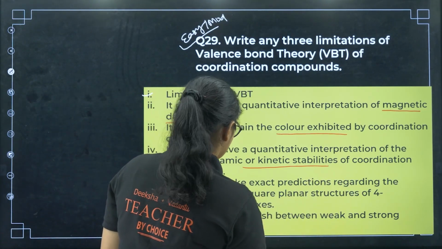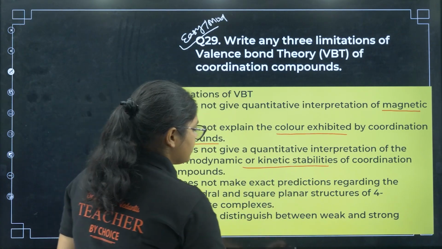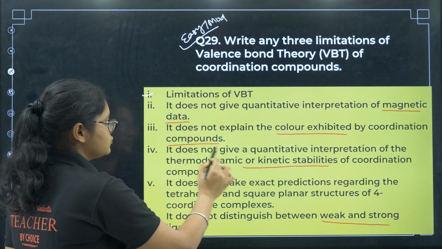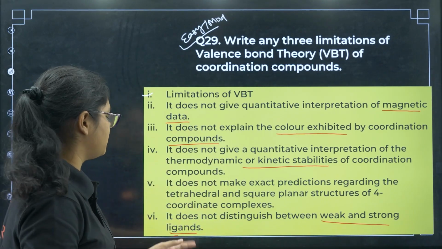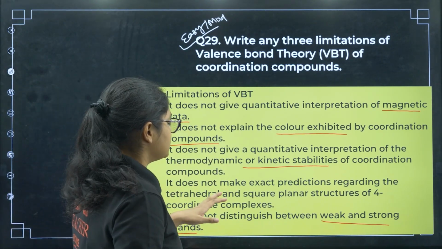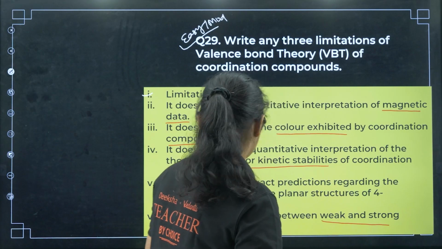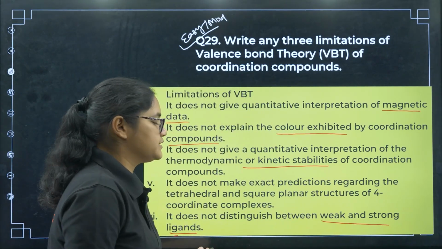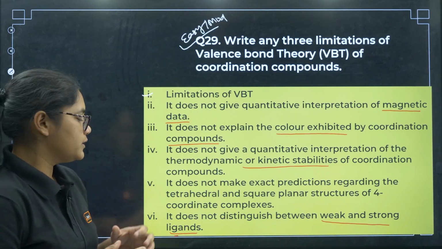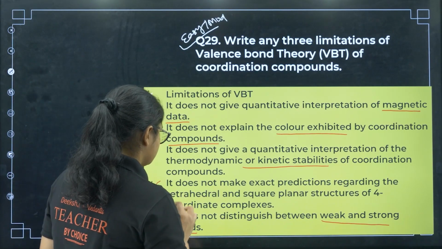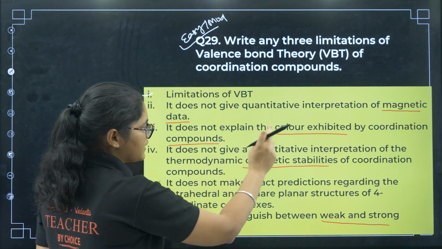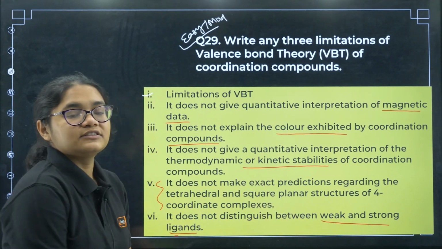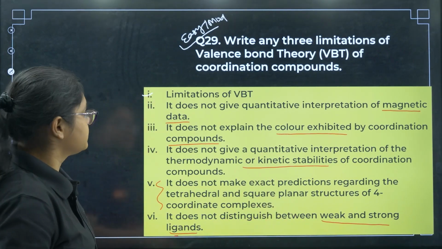Next is regarding, so you can write down any of these 3 points, does not distinguish between weak and strong ligand. So I can see that 1, 2, 3, 4, these 4 points you can easily remember. Now 5th one is, it does not make exact predictions regarding the tetrahedral and square planar structures of 4 coordination number complex. Okay, so that is the problem here, but yes, you can write easily. It is like color, magnetic property, stability and the strong and weak field ligands.